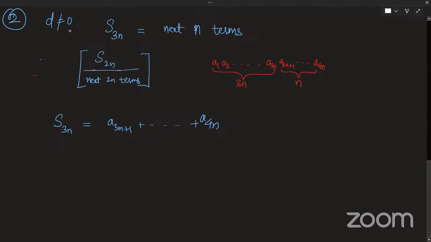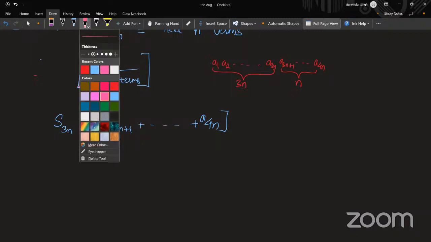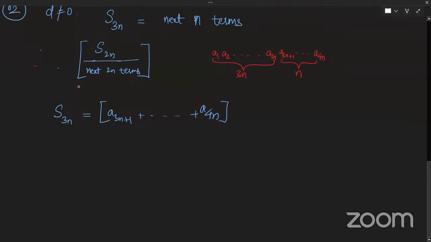So now, if you go about evaluating this in that way, n by 2 into 2a plus n minus 1 into d, it will get really tough for you. Do we have something to ease the calculation? Can you think of something? What can I write for 3n plus 1 till 4n? If you clearly observe, it is S4n minus S3n, right? Because it is the sum of first 4n terms minus the sum of first 3n terms, right?